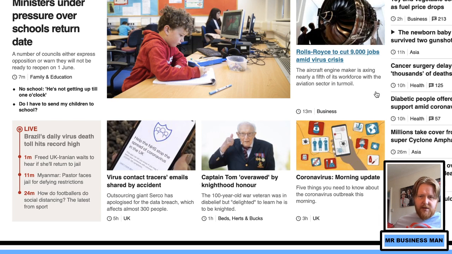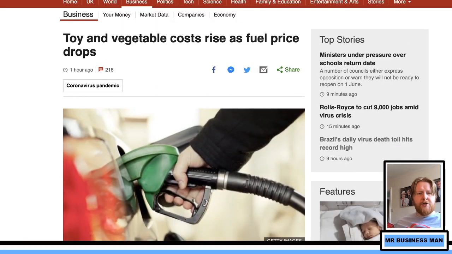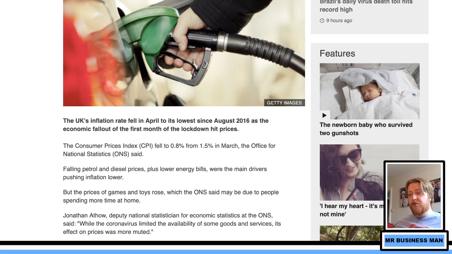Cancer surgery delays risk thousands of deaths. Millions take over from super cyclone. Toy and vegetable costs rise as fuel price drops. So look at this one then. It says the UK's inflation rate, remember we were talking about inflation before, weren't we? The UK's inflation rate fell in April to its lowest since August 2016 as the economic fallout from the first month of lockdown hit prices.